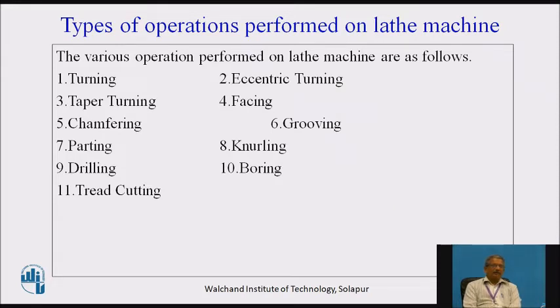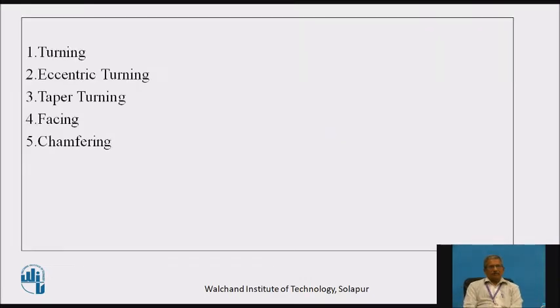Now there are different types of threads: V thread, square thread, helical thread. So many types of threads are there. That is not actually included in this video, so that may be another video. So thread cutting is done with the help of a lathe machine. Now in this particular video we will study turning, eccentric turning, taper turning, facing and chamfering, which are the basic operations.